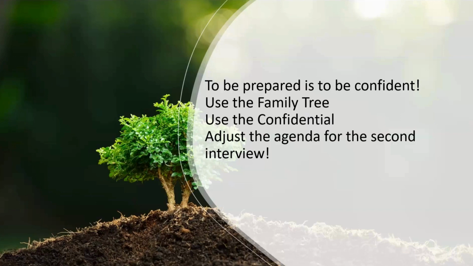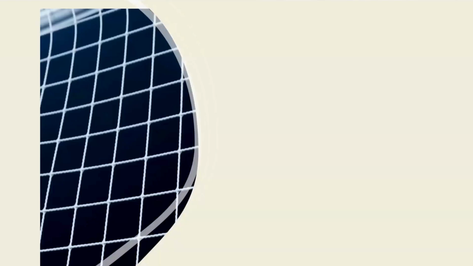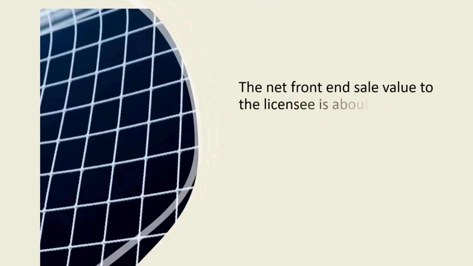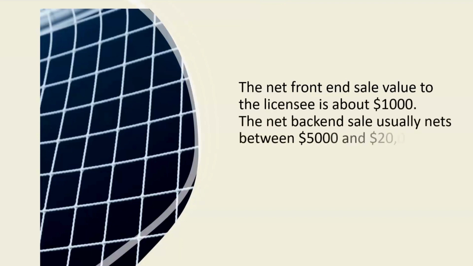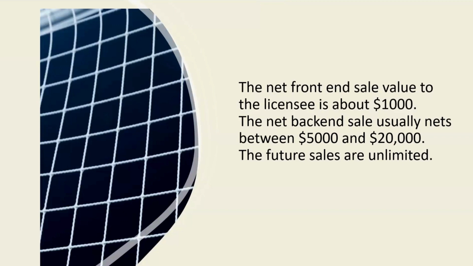I'm just as prepared with a blank confidential as anybody in the marketplace, because I can whip it over, turn it upside down, and draw the family tree. Use the confidential and adjust the agenda each time. The net front end sale value to a licensee is about $1,000. We've talked about that. The net back end sale usually nets between $5,000 and $20,000. The future sales are unlimited.